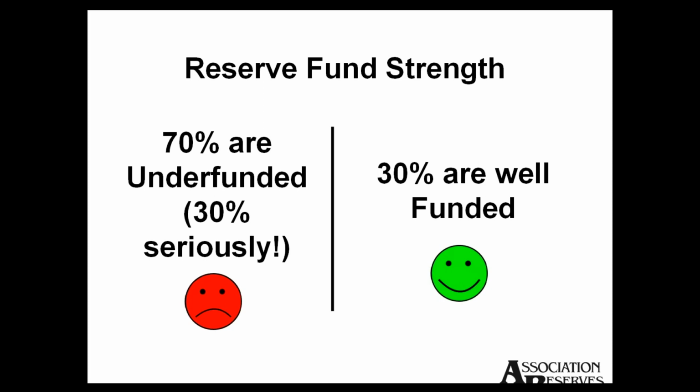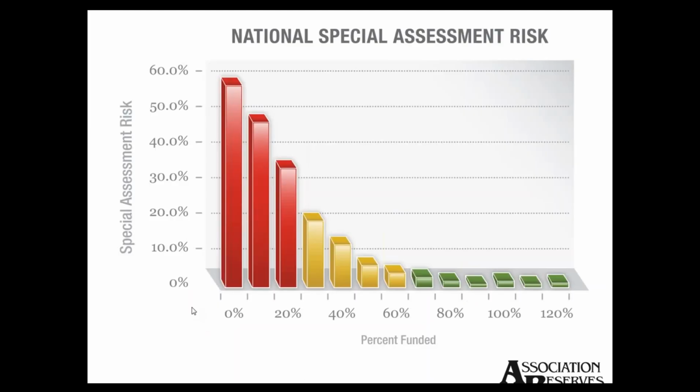That's my client base. That's your neighbors. If you're a manager, that's the portfolio of associations at your management company. 30% are well-funded, and 30% are associations with some severe problems. And the reason why we care is this chart.